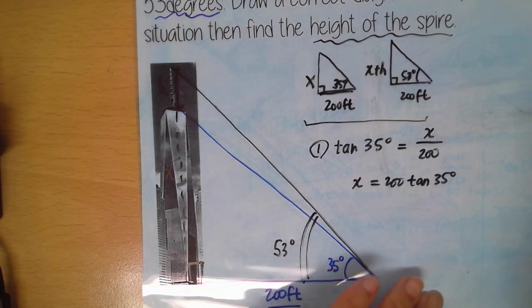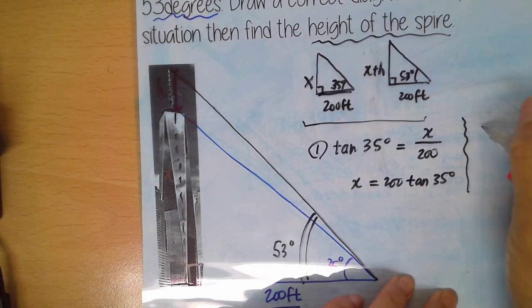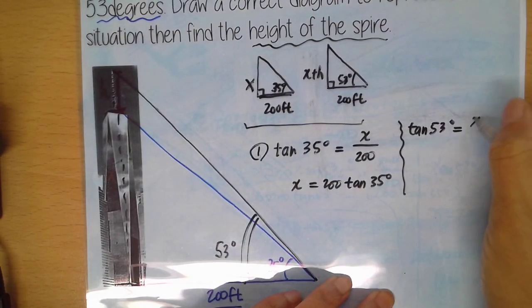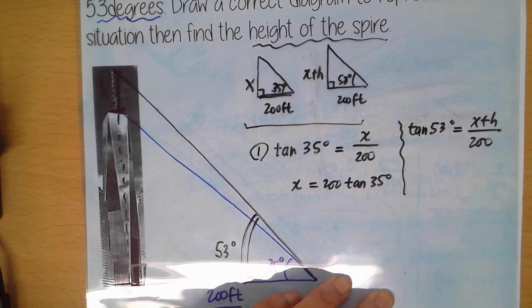Let's write the other equation with the spire. Okay, so tangent of 53 degrees in this case, right, is equal to opposite over adjacent again.